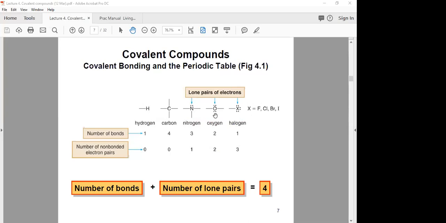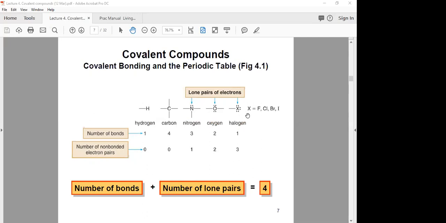All right, so oxygen, as we said, belongs to group 6A. That gives it 6 valence electrons. It wants 8. In other words, it will use 2 of its 6 valence electrons to form 2 covalent bonds, thereby giving it that octet of electrons. So oxygen will form 2 covalent bonds, and that leaves it with 2 lone pairs of electrons.